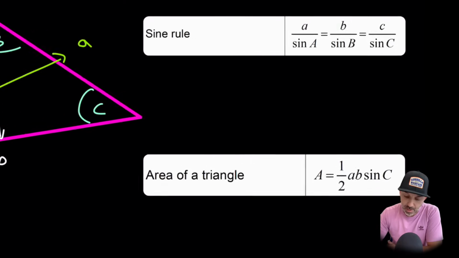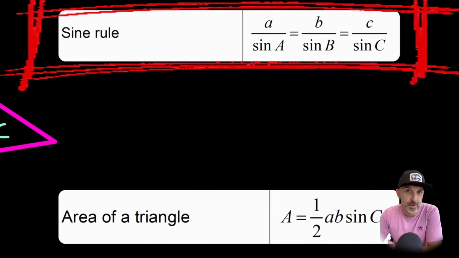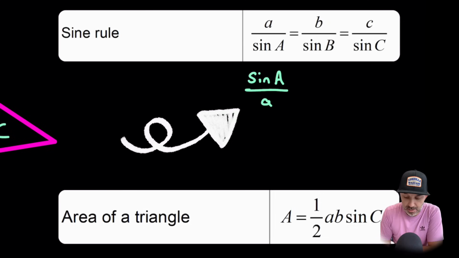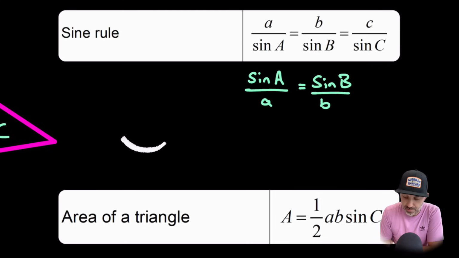I provided the sine rule for you over here. Depending on what course you do, you may need to remember this or you can recite it. But what I can also say is that you can reverse the fractions, so turn them upside down, and this will also be true. Okay, so sine B over b equals sine C over c.